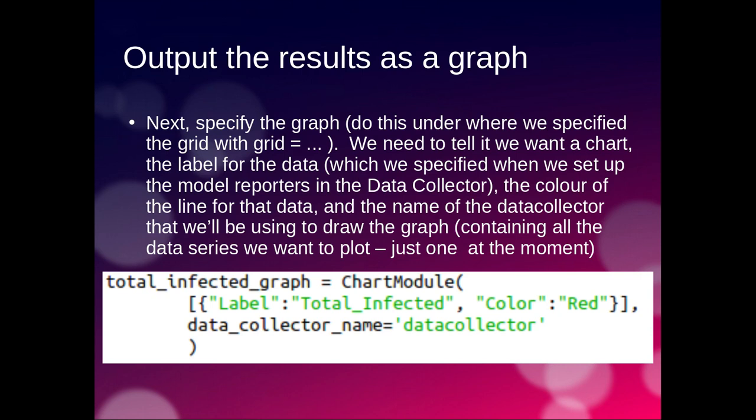And remember, that's the total infected. We set that up in the data collector. The color of the line that's going to be used to plot the data, and the name of the data collector that's going to be used to grab that label that we specified. So here you can see total infected graph equals a chart module with these things specified. So the first thing we've got a dictionary format for the label and the color, and then the second argument is a data collector. So pause the video while you do that.